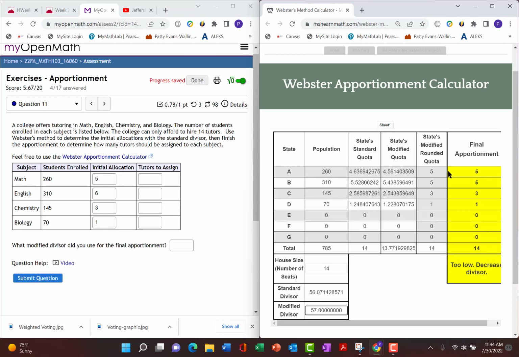So we have the final apportionment as 5531. Notice that it takes the modified quota and rounds appropriately. 4.5 rounds to 5, 5.4 rounds to 5, 2.5 rounds to 3, and 1.2 rounds to 1. So we end up with a final apportionment of 5, 5, 3, 1. And our modified divisor was 57.